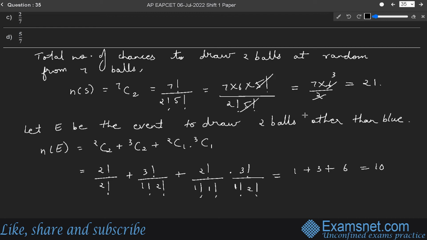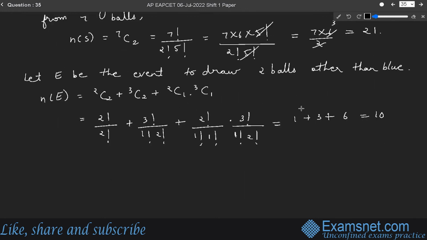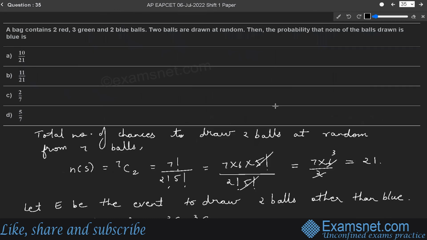Now we have n of S and n of E. Therefore, the required probability will be P of E is equals to n of E divided by n of S. It is the probability that none of the balls drawn is blue. So it will be 10 upon 21. Hence, we can say that the correct option here is 10 upon 21, which is option number A here.